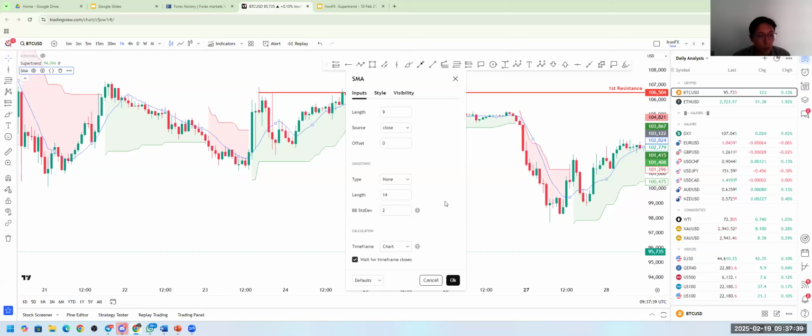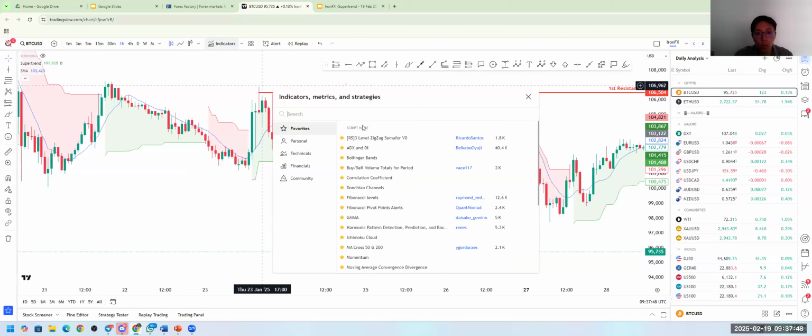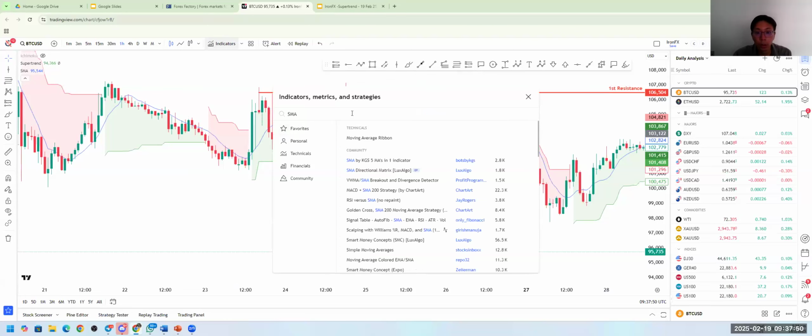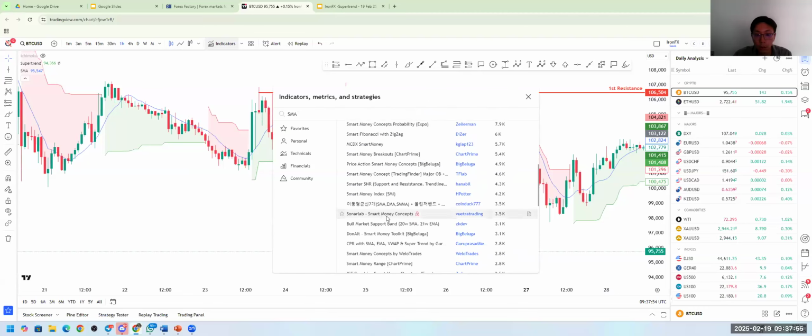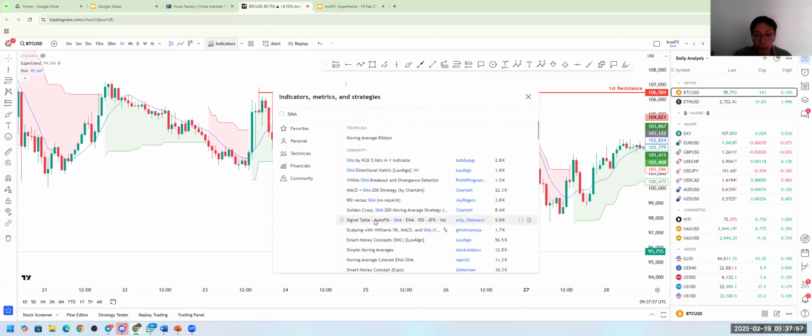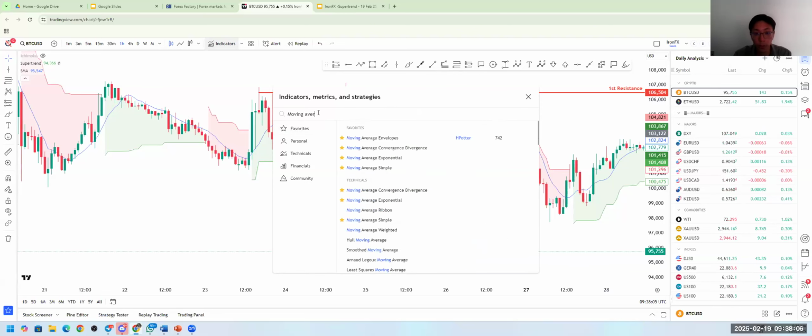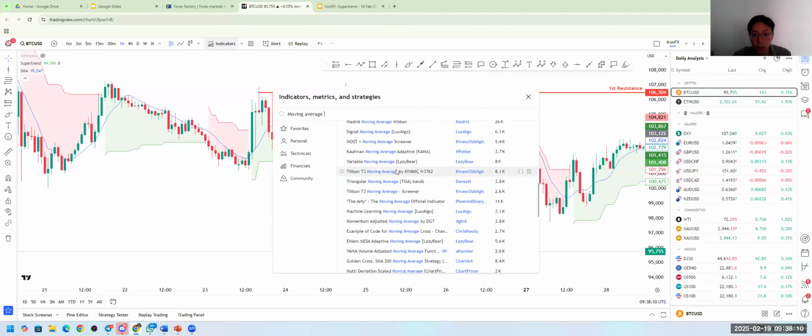I know some people use other types. Let me show you. If you go to TradingView, there are like millions of these kinds of indicators, right? That will definitely confuse you.